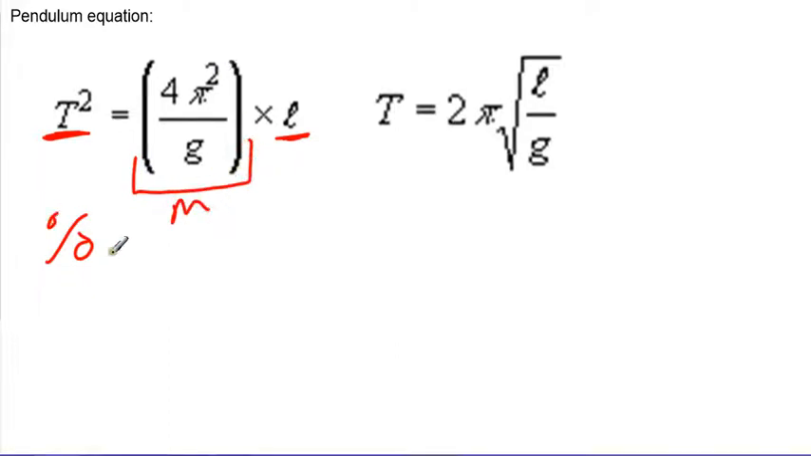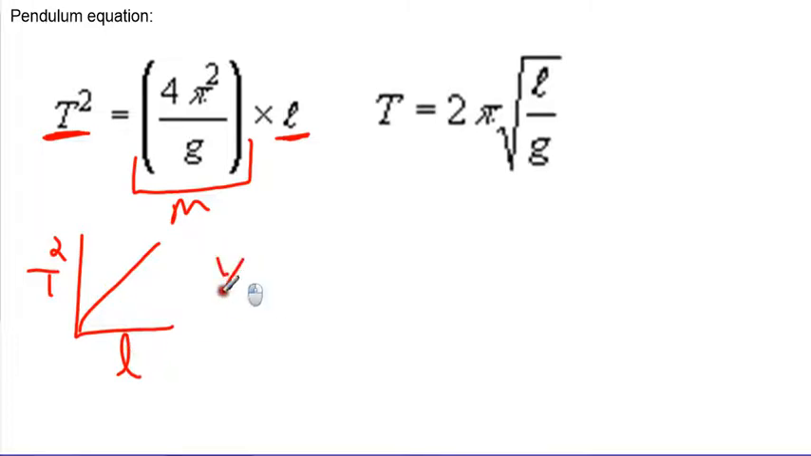Let me do a quick derivation for you so you can see that. Let me just erase this. The format you're going to be thinking about is that when you have your T squared versus your length, it's going to be a linear graph. If this is your graph, it'll look something like this, where we have our period squared on our y and our length on our x. So in this case, the equation we have is y equals mx plus b.